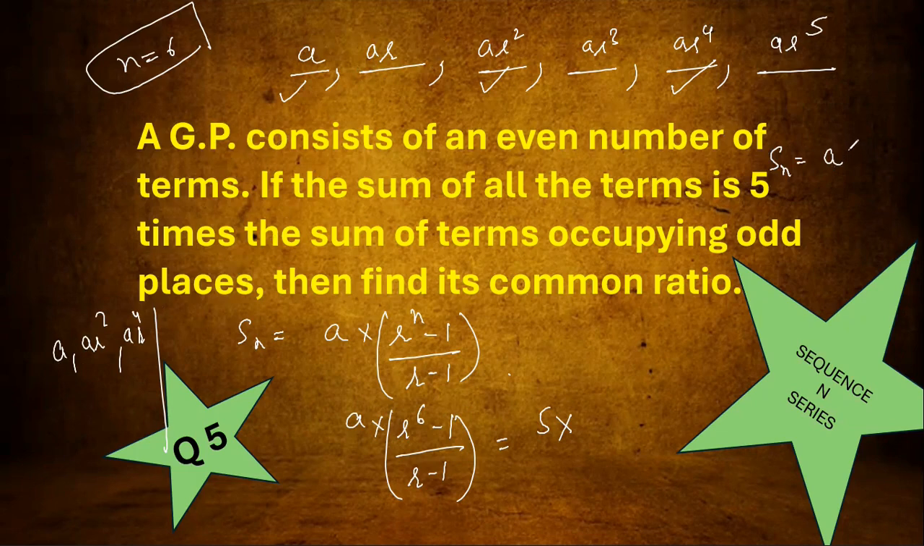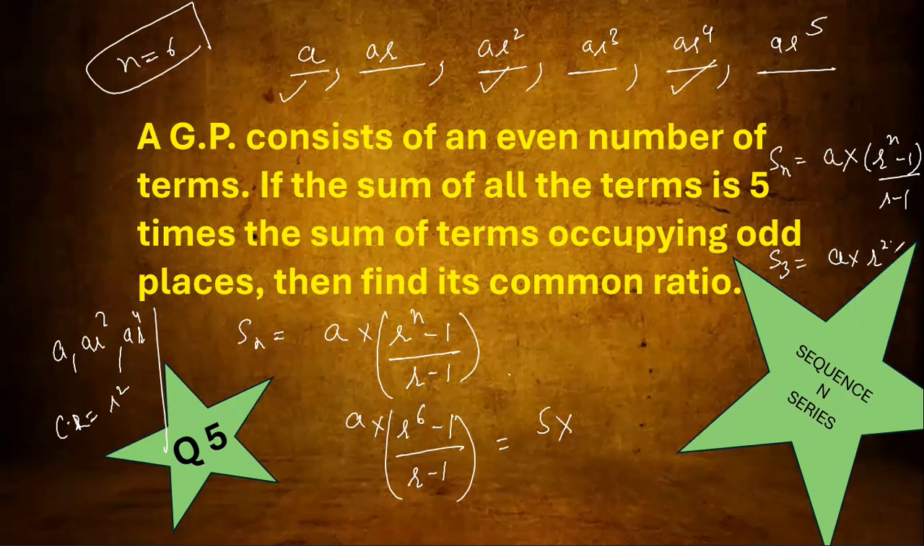So a is the first term, and if you divide the second term by the first term, the common ratio you get is r square, right? So a times r to the power n minus 1 over r minus 1 is the general formula. How many terms do we have? We have 3 terms. So S3 is equal to a times, what is r? r is r square. Then what is n here? We know that there are 3 terms. If we are taking 6 terms in a GP, the odd place terms are 3.